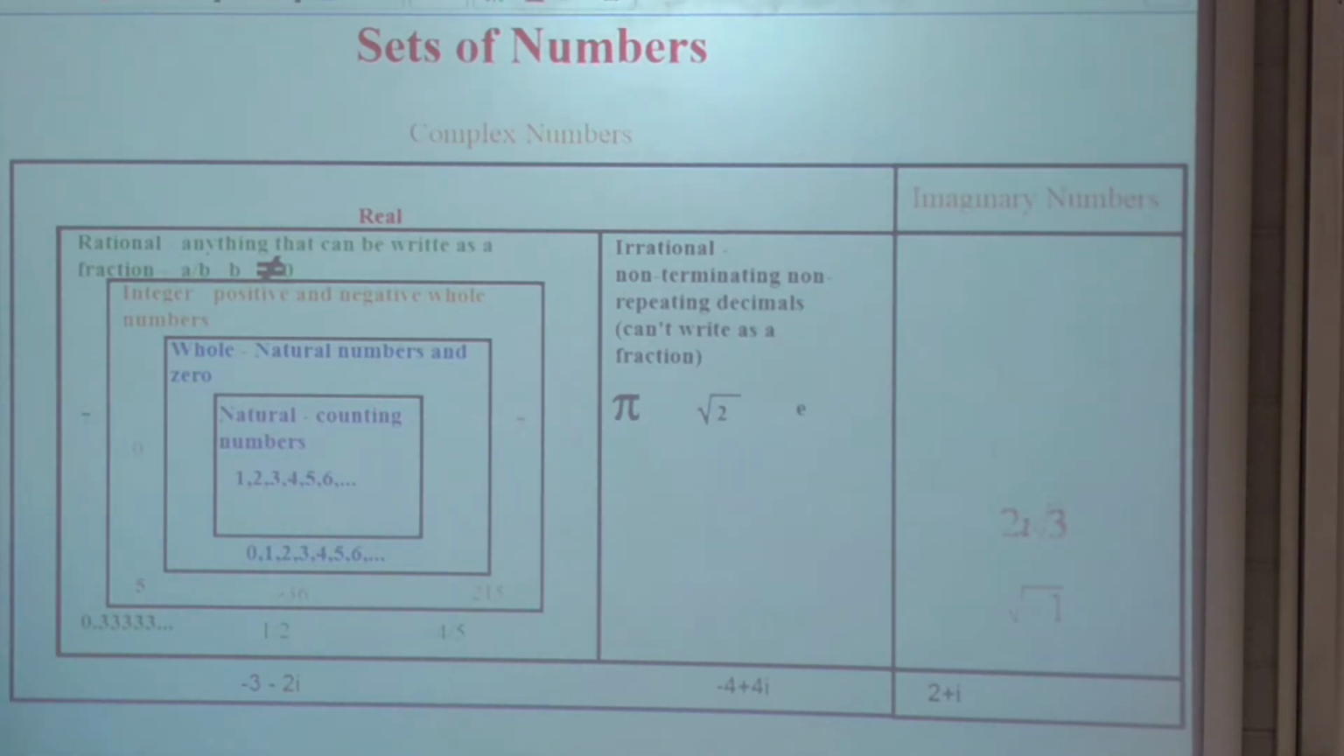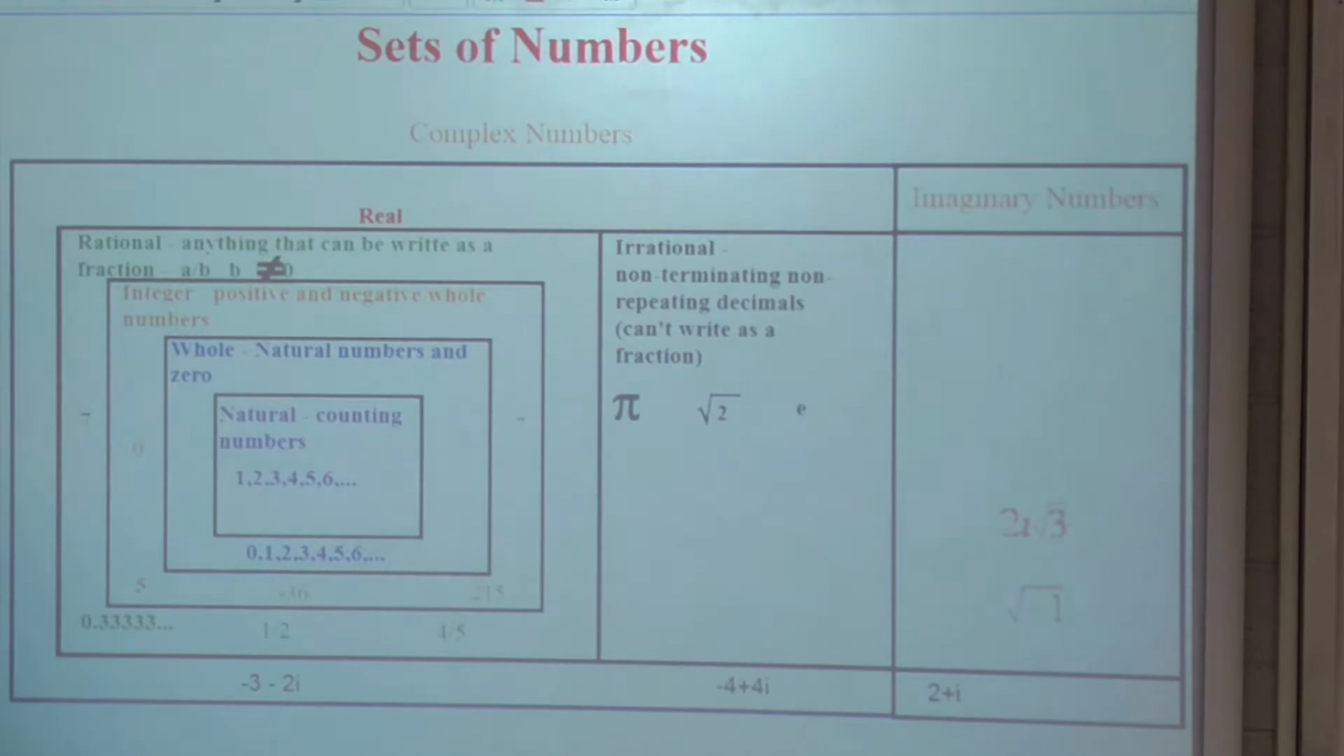And finally, we add in our rational numbers, which are simply anything that can be written as a fraction. It can be a decimal that terminates, or a fraction, or a decimal that repeats. All right. Then we expand a little bit more and we add to that, these are all rational numbers. So we add our irrational numbers, and that's simply those things that can't be written as a fraction, which would be a decimal that doesn't repeat or doesn't terminate.